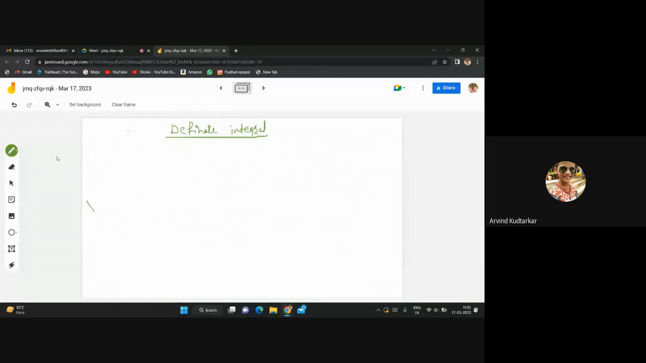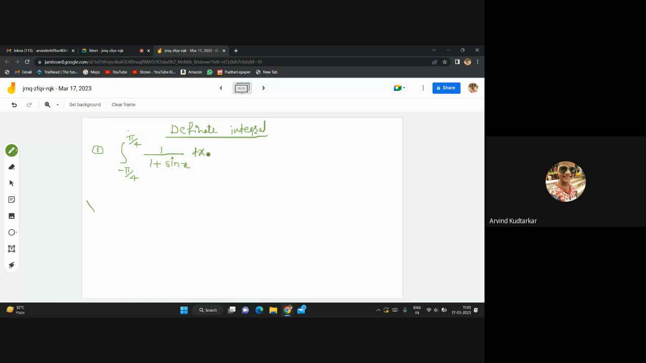See the example on definite integral. Integration from minus pi by 4 to plus pi by 4 of 1 upon 1 plus sin x into dx. When limits are not given, the integral will be indefinite. And when limits are given, the value will be definite.